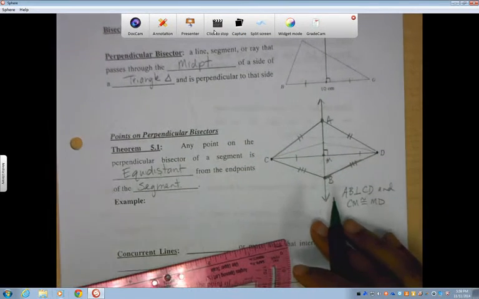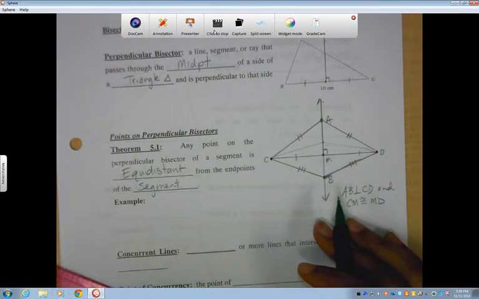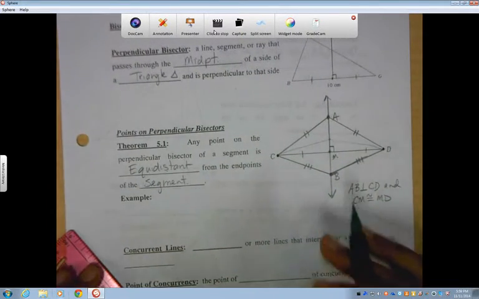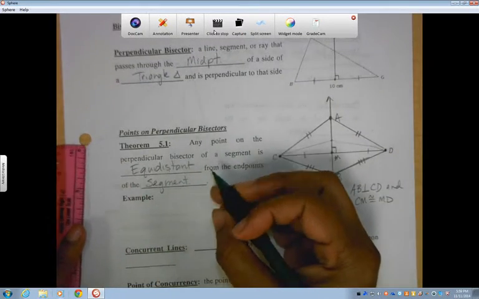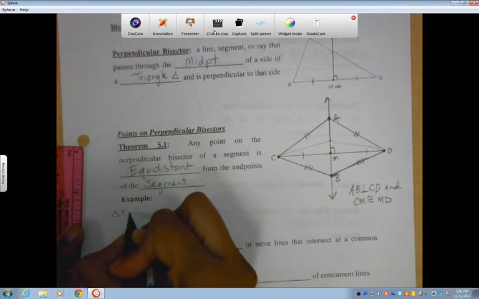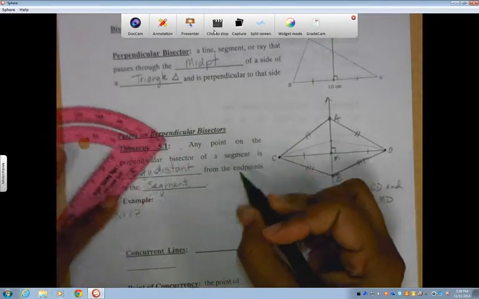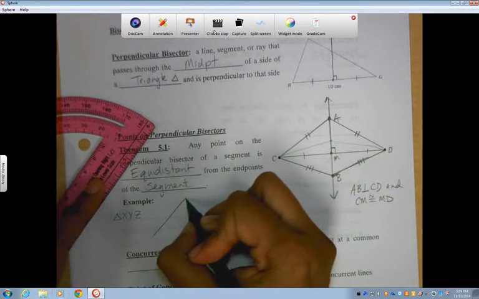So an example of the way you would be assessed on this, and I need to draw this, let's say you had a triangle, say we have triangle XYZ. Okay, so I'm just going to draw triangle XYZ.